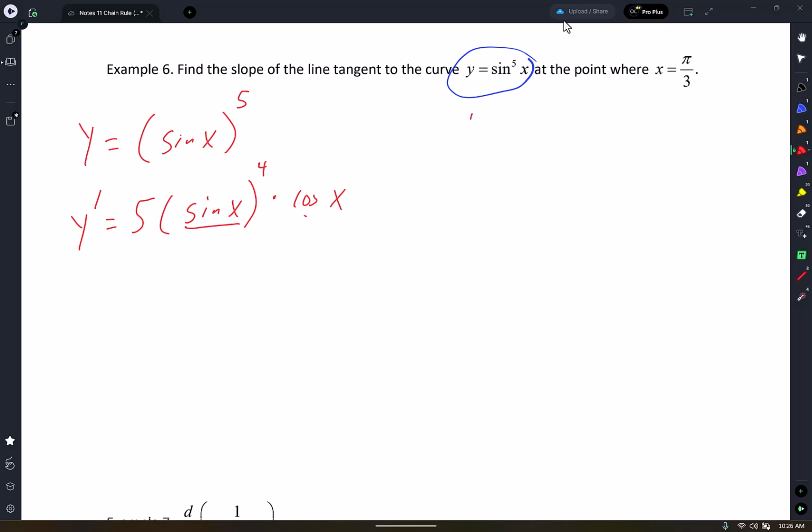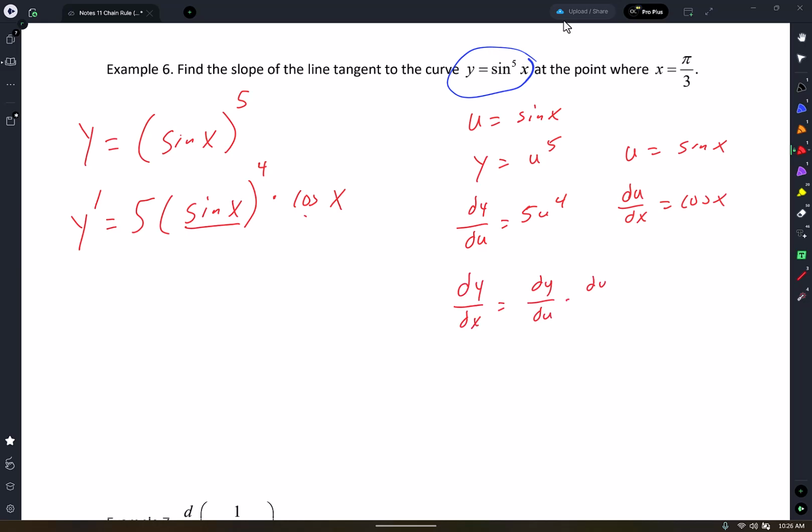Do you want me to do this? u equals sine x. So then I have y equals u to the 5th, and u equals sine x, over on the side. And then dy du equals 5u to the 4th. du dx equals cosine x. So dy dx equals dy du times du dx. We can do this like this, but look. I don't know if you want me to.